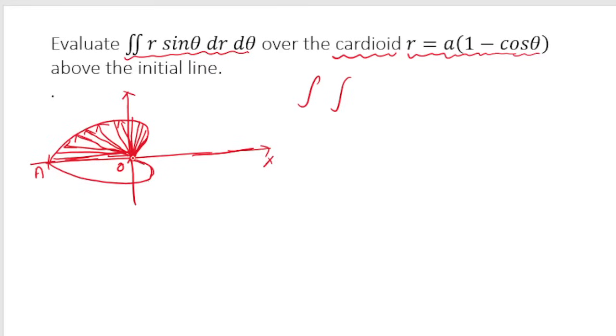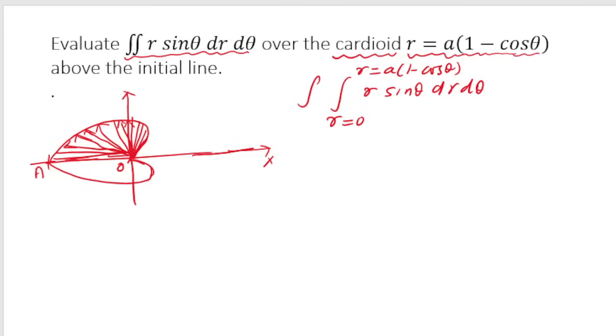So if I am taking the first strip, I am drawing the line at theta is equal to 0 angle, and then when we are moving it, we are moving the theta. So at this point, the theta becomes pi by 2. And when I have drawn the last line, theta is equal to pi. So what is this? This is r sine theta dr d theta. And if I have to write the limit of r, it is just starting at 0 and going up to the cardioid. So the cardioid curve is r is equal to a into 1 minus cos theta, right?